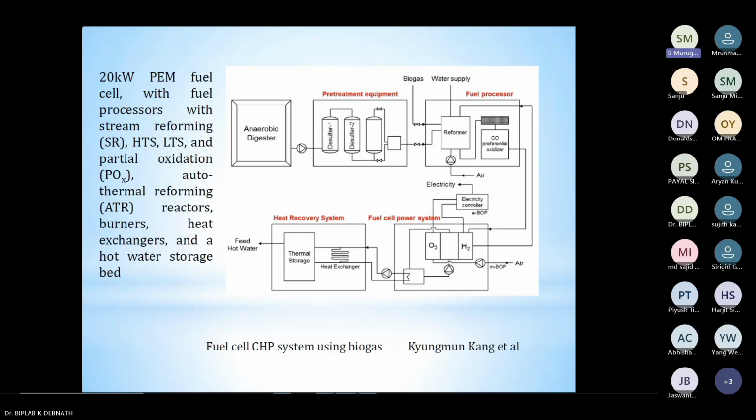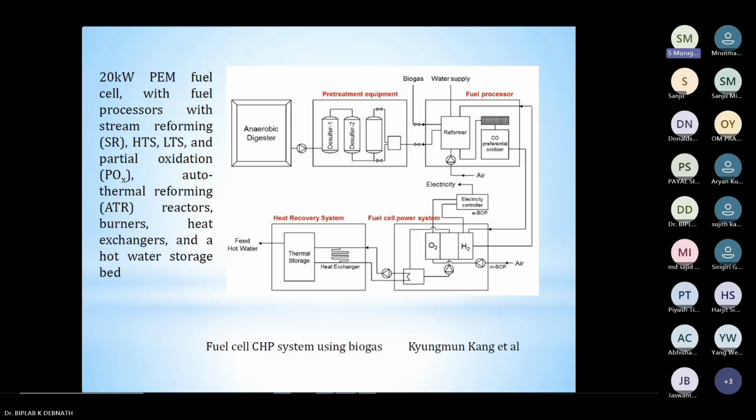So here, this shows biogas which can be used as a fuel in a fuel cell. Here at the top, you can see an anaerobic digester, from which you get biogas. That biogas is given to pre-treatment equipment. Normally, you have to remove carbon dioxide and hydrogen sulfide, which are present in biogas. That has to be removed. Then biogas is given to a reformer. Then that reformed gas is given to a fuel cell.